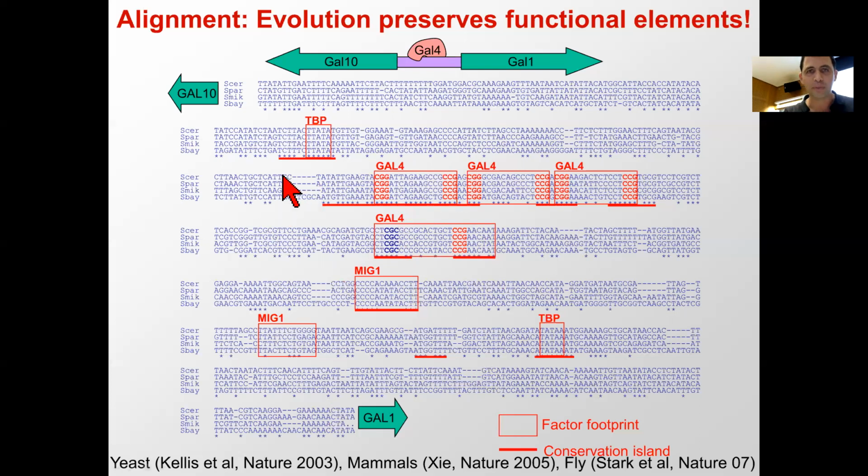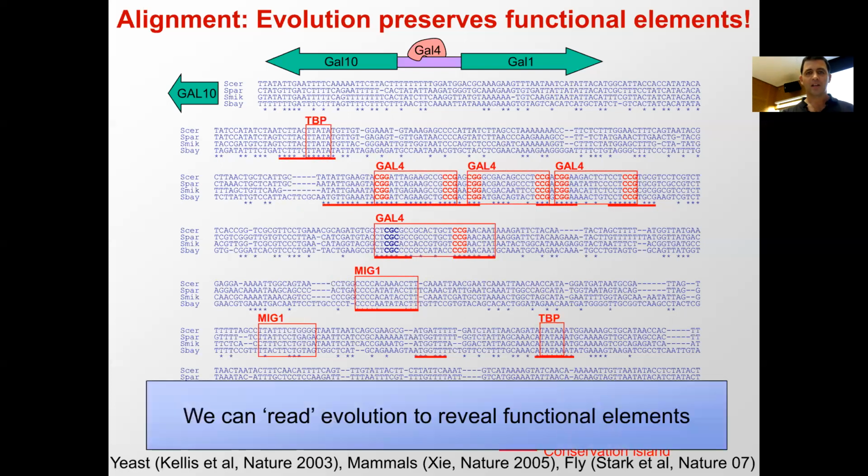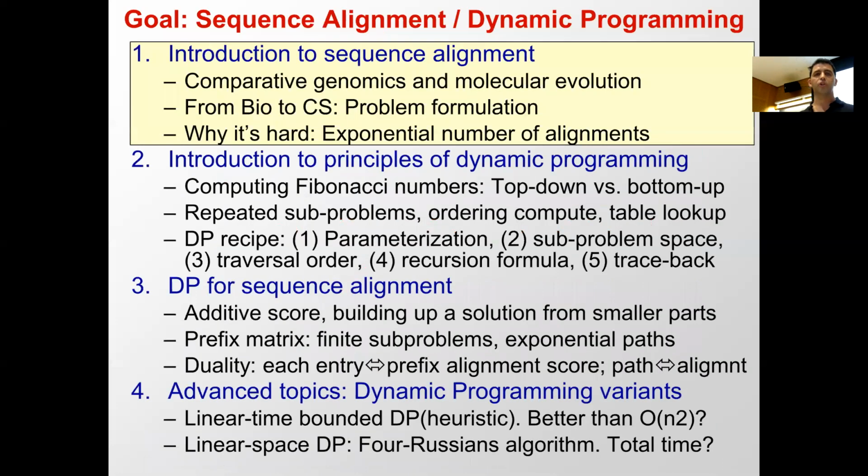So how do we even build these alignments? How do we line up these nucleotides on top of each other? Okay, everybody sees the importance of the problem? Good. So we can read evolution to reveal functional elements. How do we actually align two genes? So I have a sequence of DNA and another sequence of DNA. I know that they're related. I know they're from the same spot in the genome. How do I put them on top of each other?